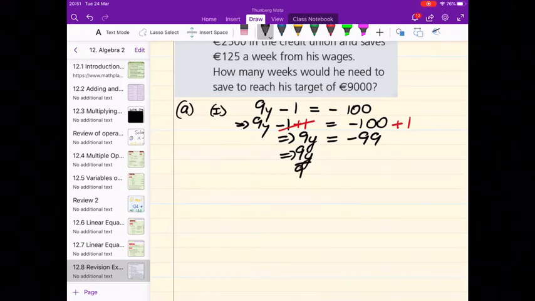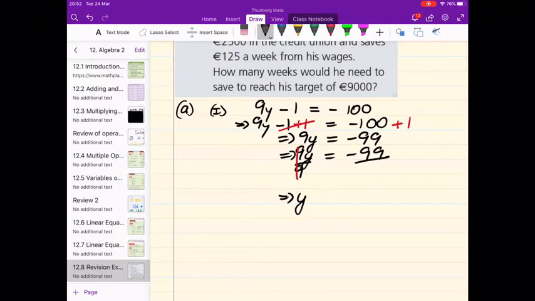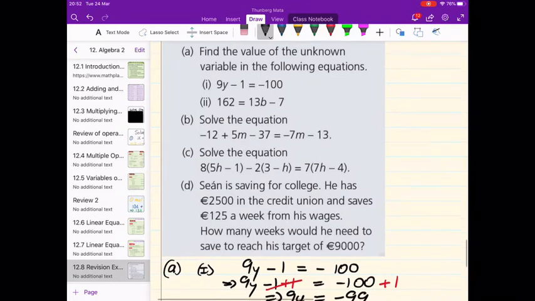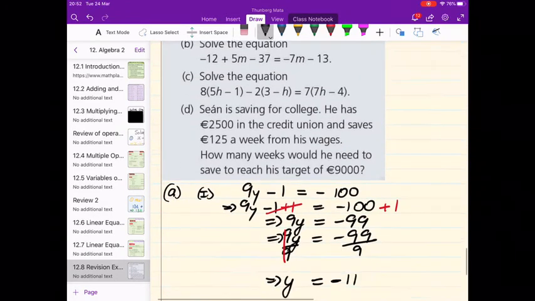So then I can say that 9y divided by 9 will leave me with just a singular y. But to do that, I have to also divide the negative 99 by 9. And there are 11 9s in 99. So minus 99 divided by 9 will leave us with 11. But it's a negative number divided by a positive number, so that's negative 11.